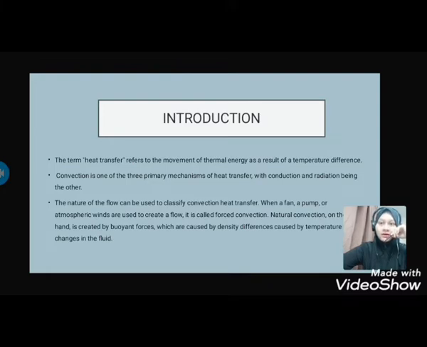When a fan, a pump, or atmospheric winds are used to create a flow, it is called forced convection. Natural convection, on the other hand, is created by buoyant forces, which are caused by density differences resulting from temperature changes in the fluid.